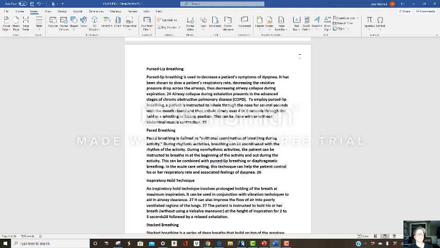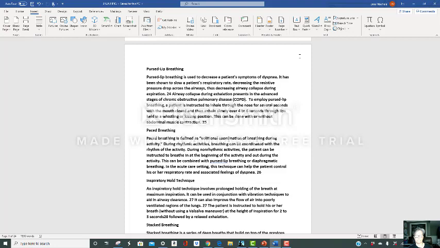Pursed lip breathing. Pursed lip breathing is used to decrease a patient's symptoms of dyspnea. It has been shown to slow a patient's respiratory rate, decreasing the resistive pressure drop across the airways, thus decreasing airway collapse during expiration. Airway collapse during exhalation presents in the advanced stages of chronic obstructive pulmonary disease, COPD.